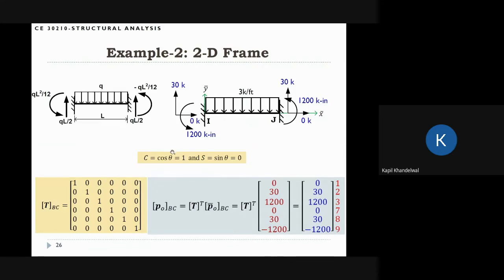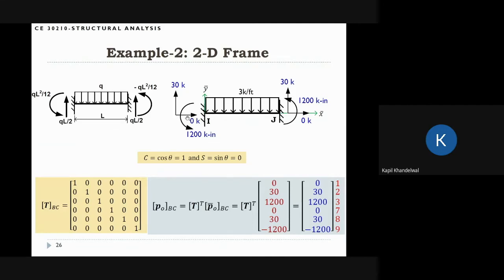Again, because the orientation angle is 0, the transformation matrix is actually 1. And the forces in the global and local coordinate system are exactly the same. Again, there's a little typo here. I forgot to put the negative sign here, so it should be negative 1200. But the numbers here are correct, actually. So again, you can see the transformation matrix is identity. And these are the fixed end forces you get from this kind of distribution.